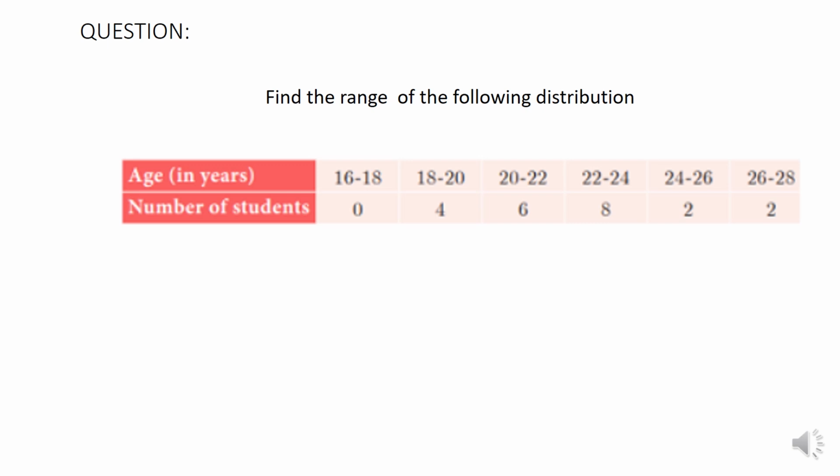Age 16 to 18, 18 to 20, 20 to 22, 22 to 24, 24 to 26, 26 to 28. Corresponding to these ages, the number of students has been given as 0, 4, 6, 8, 2, 2. From this distribution, we are asked to find the range.